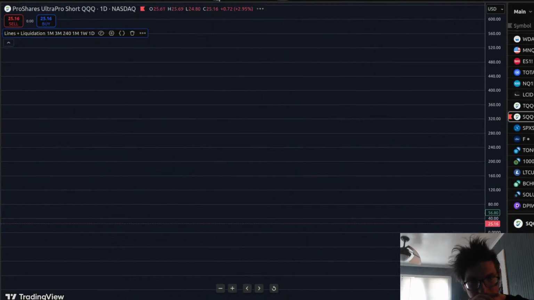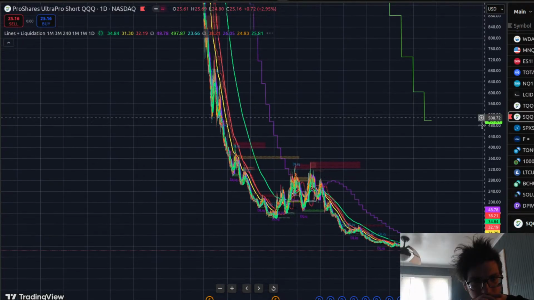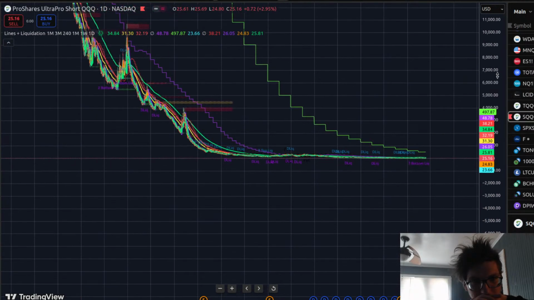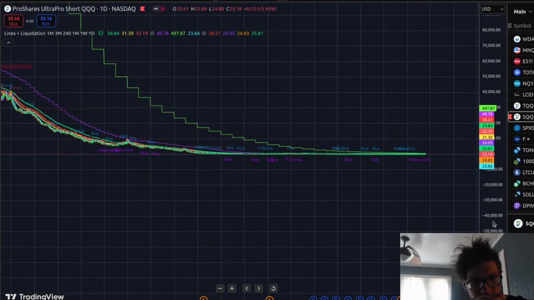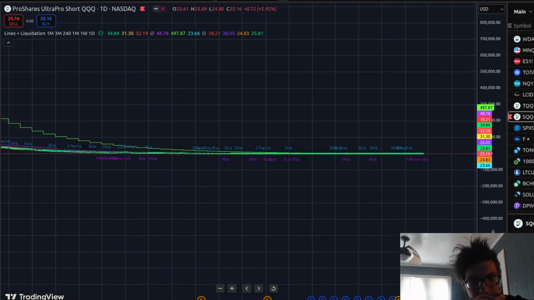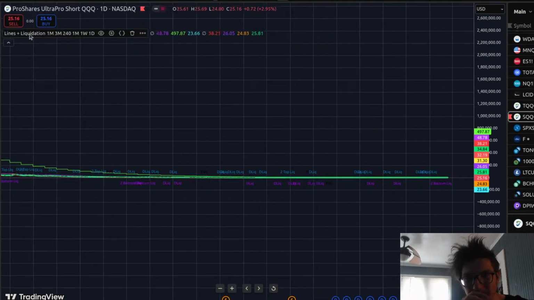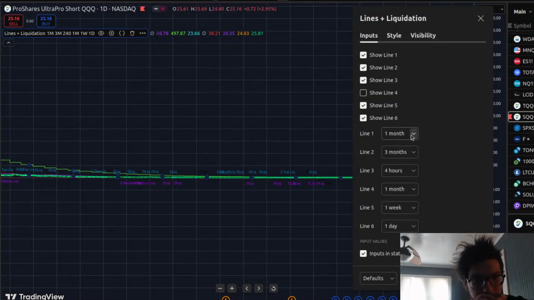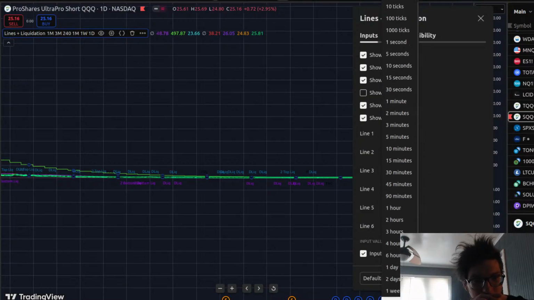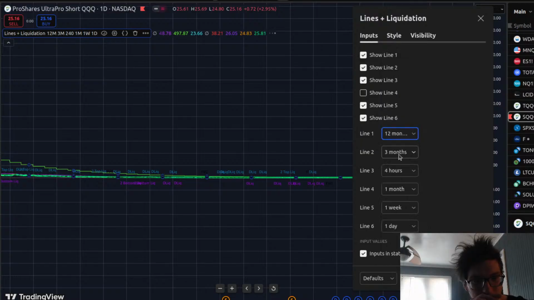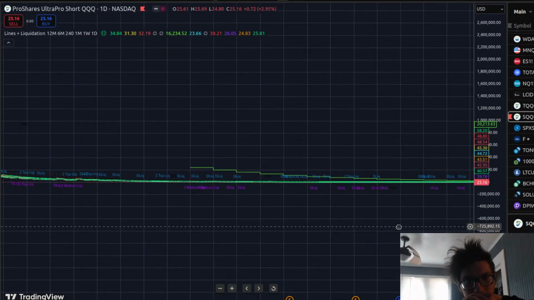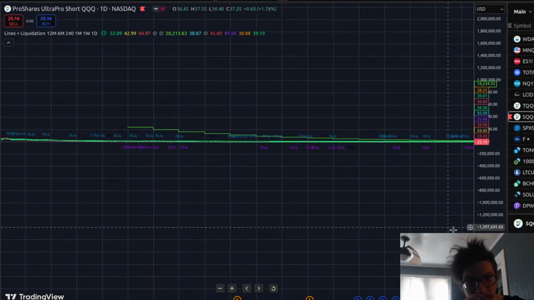Let me try to zoom out to the daily. All right, so we're on the daily. What's the furthest I can go out here? Do line 1. Switch over to 12 months. I'll do 6 months on this one just to see. Okay, yeah, so there's not enough data for it to show more.